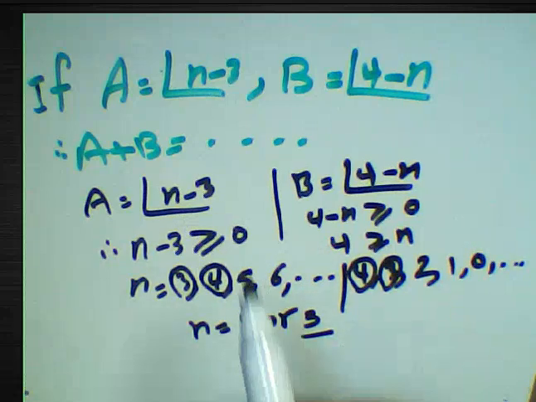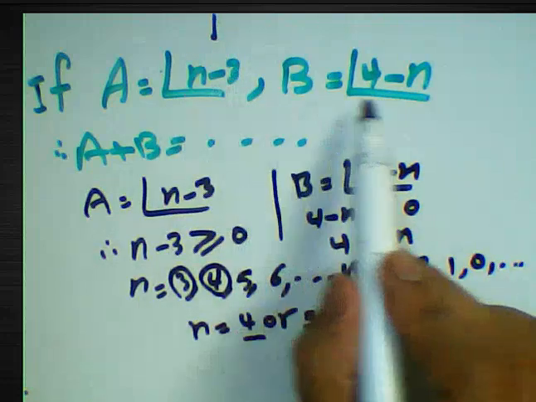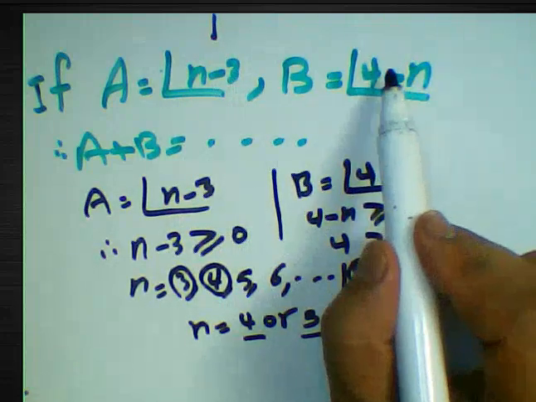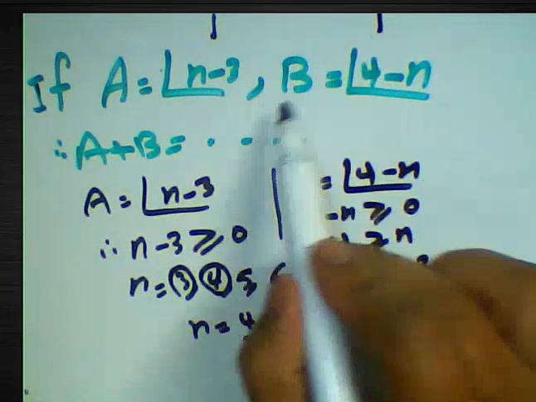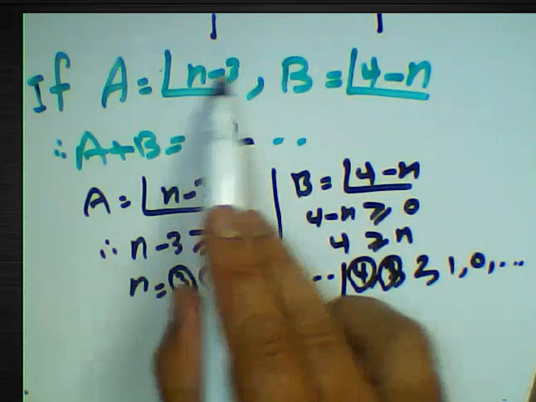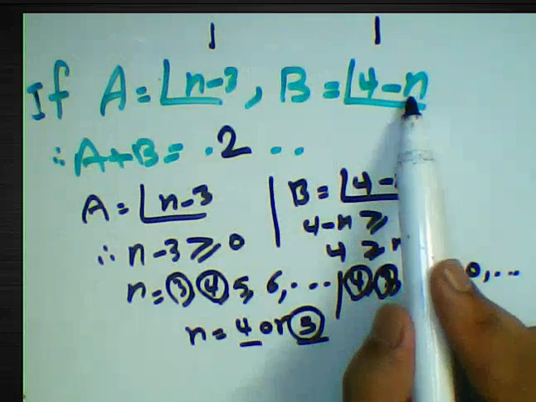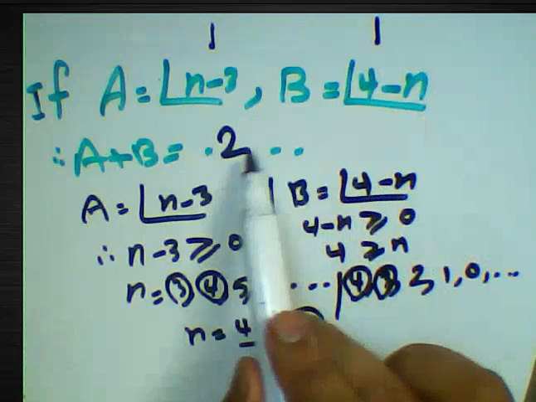Look here. If we put 4 here, then factorial 4 minus 3 equals 1, and factorial 4 minus 4 equals factorial 0, which equals 1. Then 1 plus 1 equals 2. Or if you put n equal 3, 3 minus 3 is 0, factorial 0 equals 1. Factorial here, 4 minus 3 is 1, factorial 1 equals 1. Then 1 plus 1 equals 2.